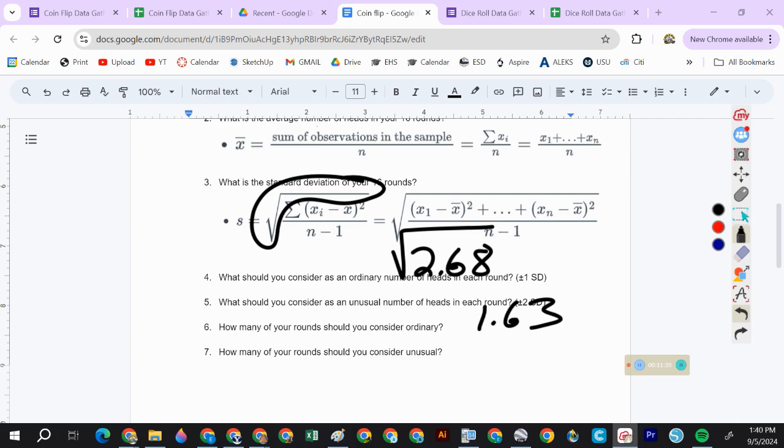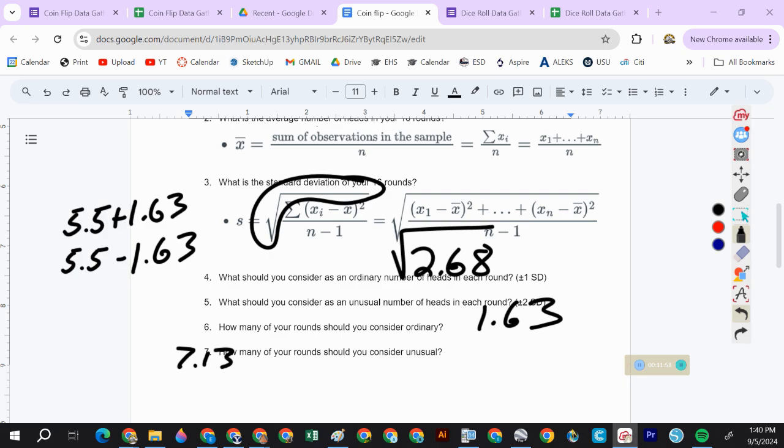Okay, so that means on number 4, I should get 5.5 plus 1.63 or 5.5 minus 1.63. That gives me an upper bound of 7.17 and a lower bound of 3.87. Okay? But did I really expect, oh, sorry, I'll wait for a second. I'm going a little too fast.